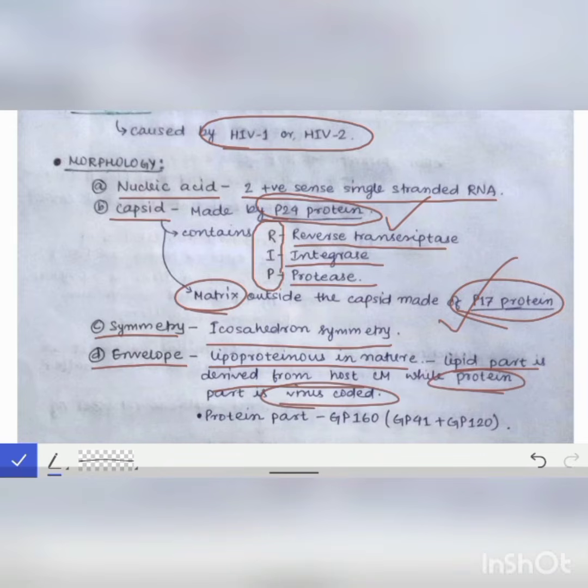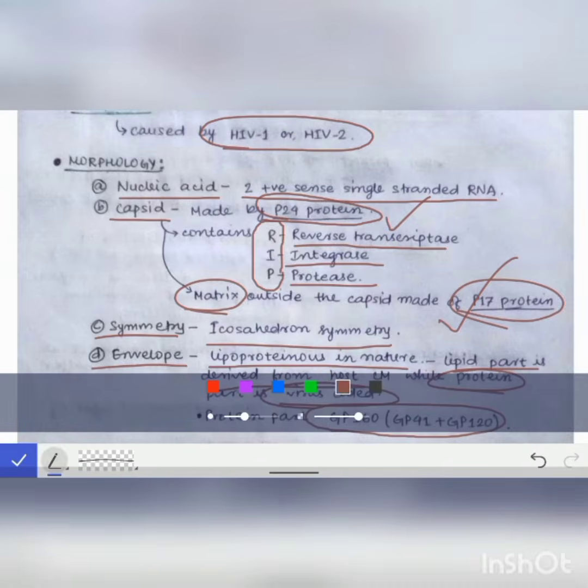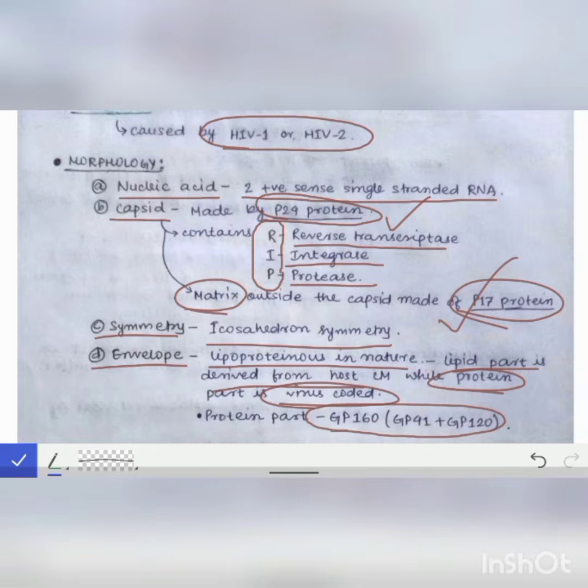We have read it in general virology as well. The protein part is always virus coded, and the lipid part is derived from the host cell membrane. And here the protein part is GP160. This should also be remembered, which is made up of two subunits, GP41 and GP120.